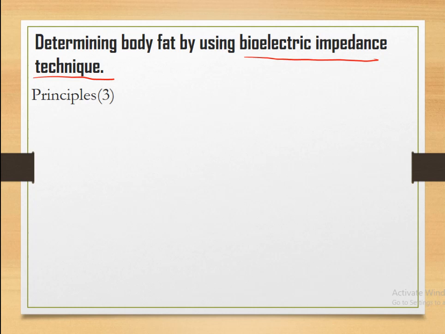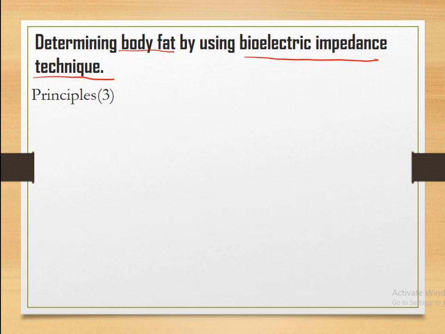Another component which we are supposed to focus on is the body fat. Remember, when I gave examples of those three people, you discover that those people had a difference in total body water because of the component of fats, because of age, and so many factors.